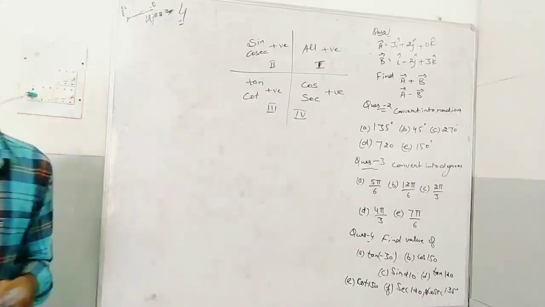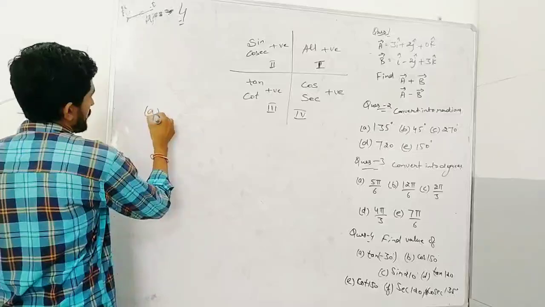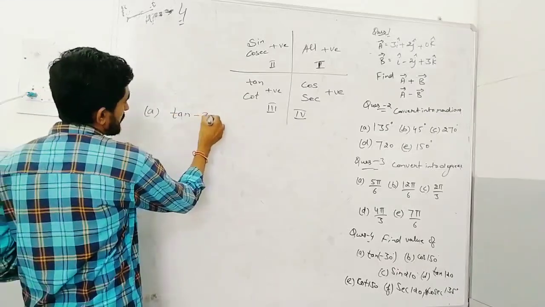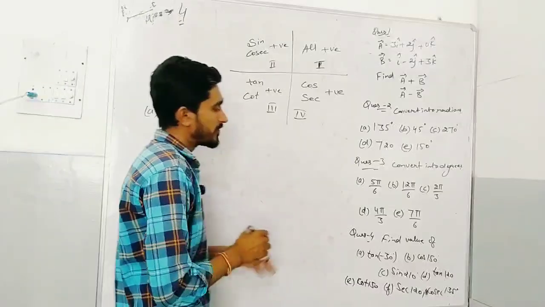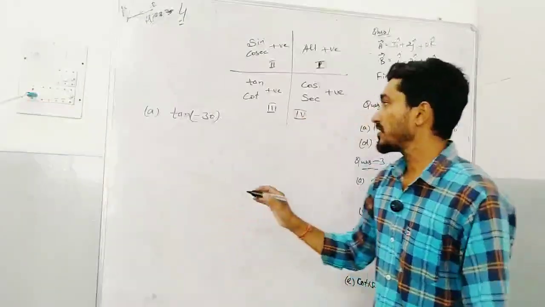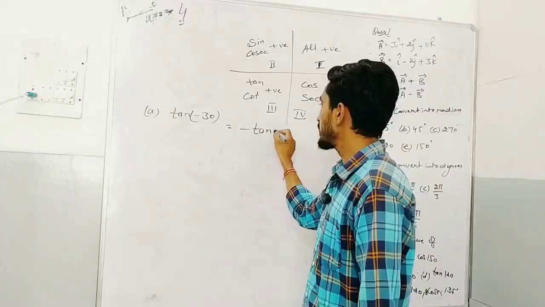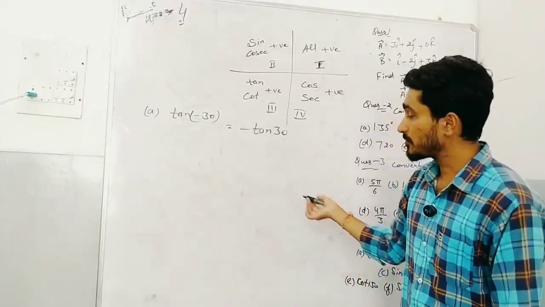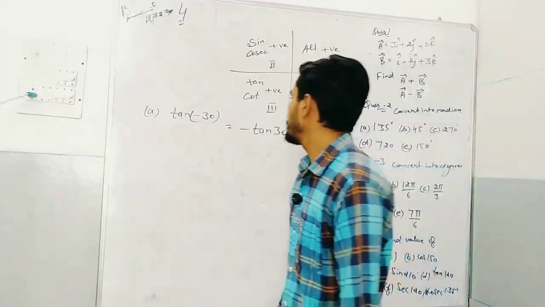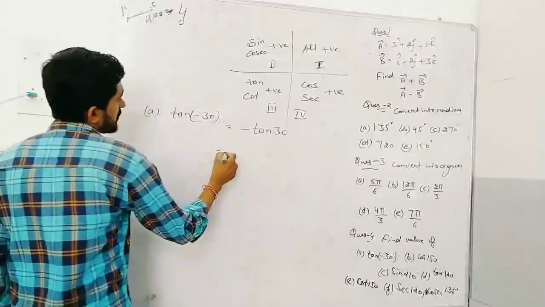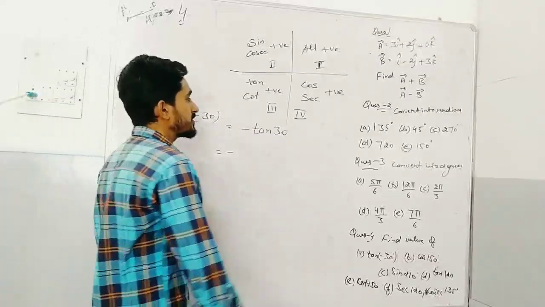First part, that is tan of minus 30. I have to find the value of tan of minus 30. First point is tan of minus 30 is minus tan 30. Note it down. Just remember the formula I have written in the previous slide. Then this is minus tan 30. Do you know the value of tan 30?